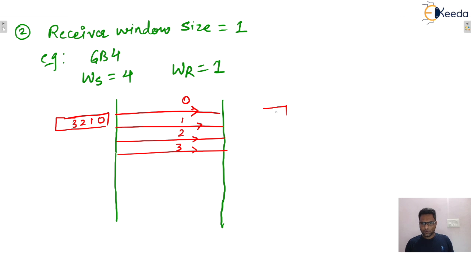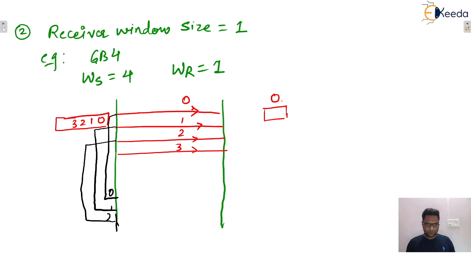Now the receiver window size is 1. So here the receiver is waiting for packet number 0. Also, there will be timers. Let's say for packet 0 the timeout timer is this one, and for the first packet the timeout timer is this one, and for the second packet the timeout timer is this one, and for the third packet the timeout timer is this one. I hope this is clear to everyone.